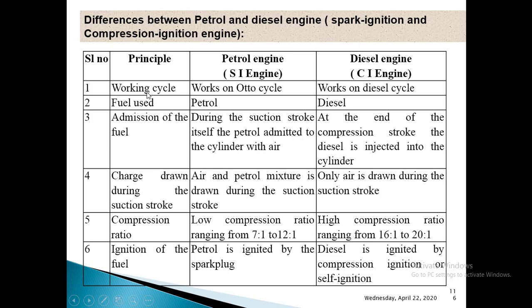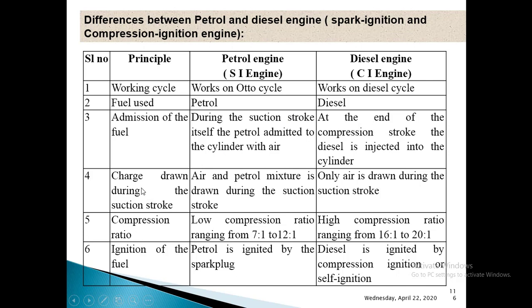So first thing, you all know that when they ask the difference between SI engine and CI engine, first thing is you need to mention on which thermodynamic cycle it works. First one is working cycle. SI engine works on Otto cycle and CI engine works on diesel cycle. It is very easy to remember. Fuel used: petrol will be used in case of petrol engine and diesel will be used in case of diesel engine. Admission of the fuel: petrol will be sent to the engine cylinder during the suction stroke, whereas diesel will be injected at the end of compression stroke.